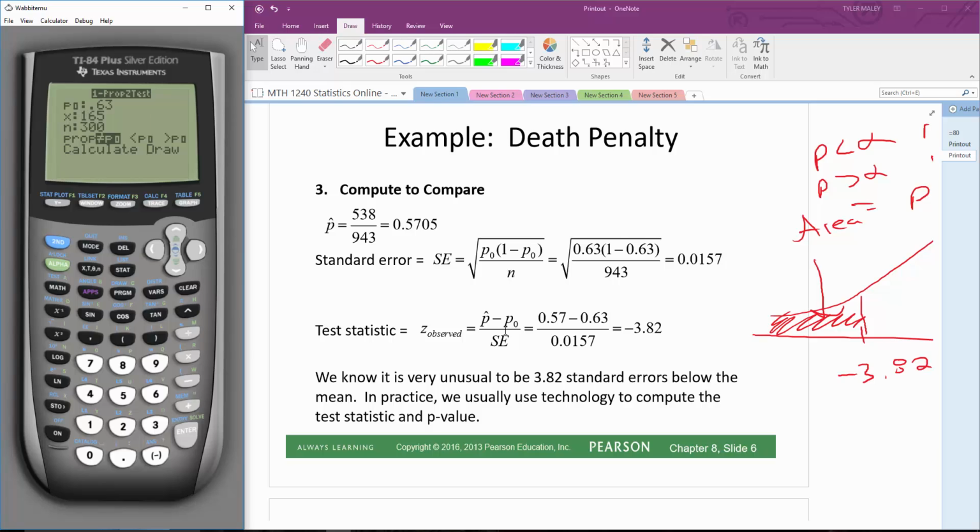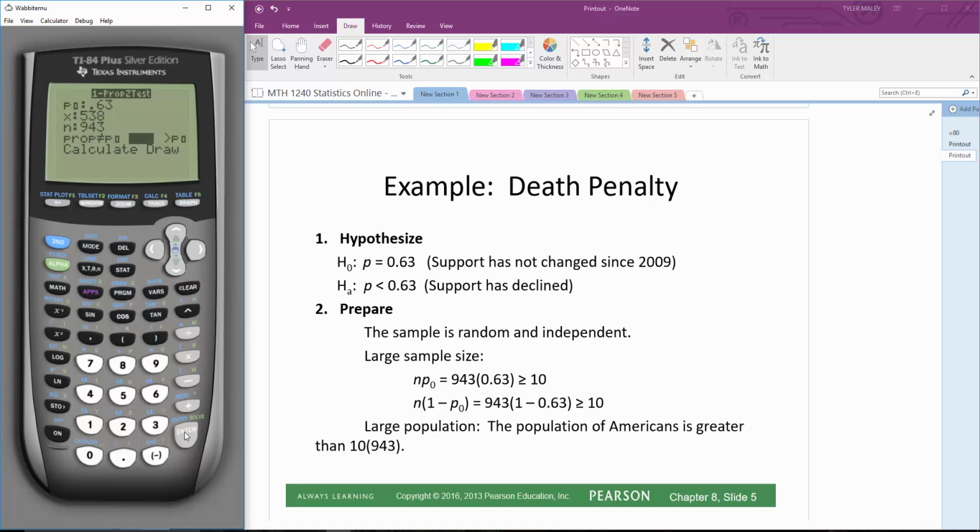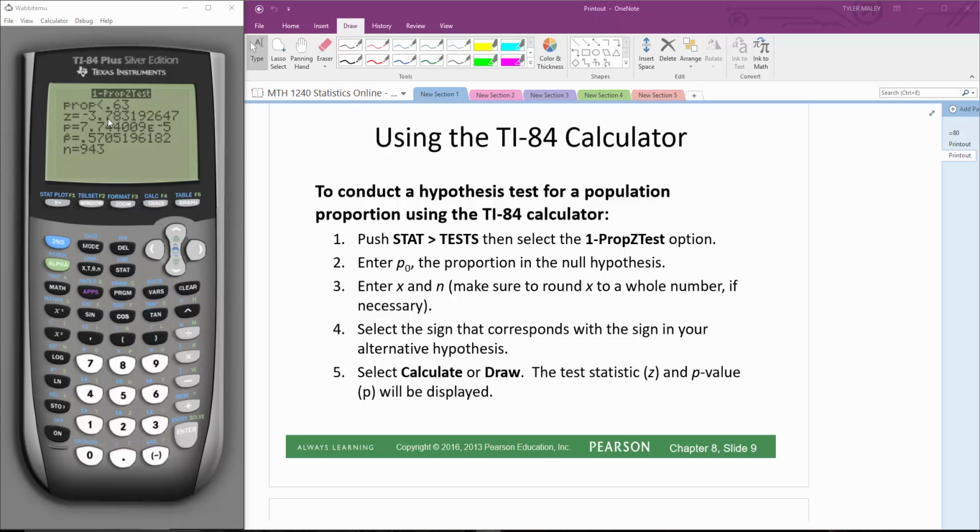Next, I'm going to put in my x value. My x value was 538. And then my n value was 943. So plug those in. And then I need to come down here and pick what kind of test I have. So we had p is less than p naught in my alternate hypothesis. So then we can go down to calculate and get the p-value. Right, so my p-value here is 7.7 e to the negative fifth.